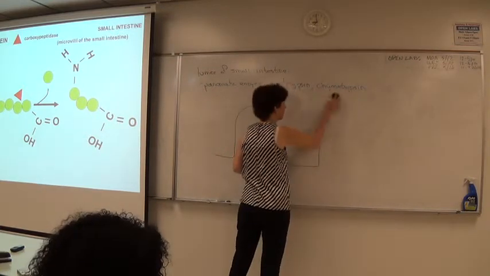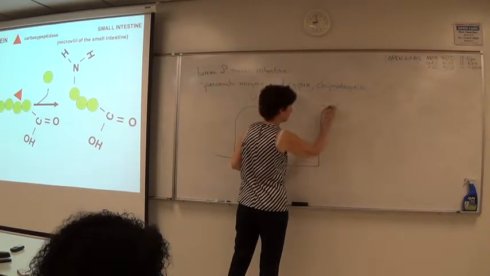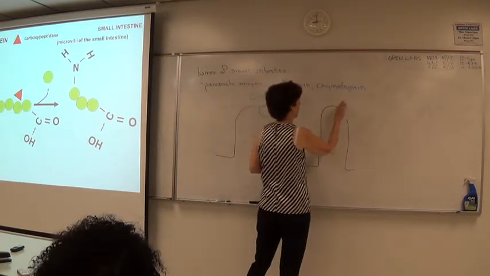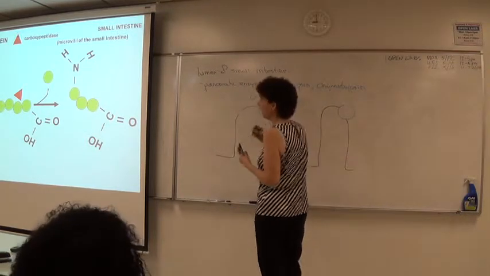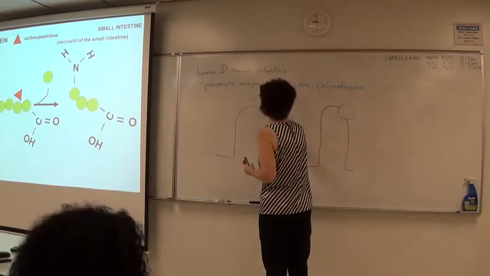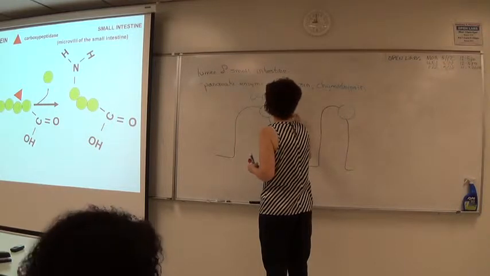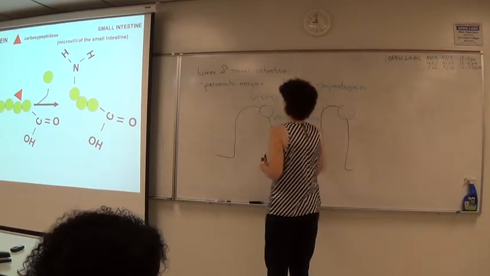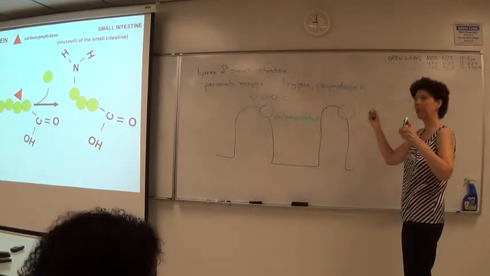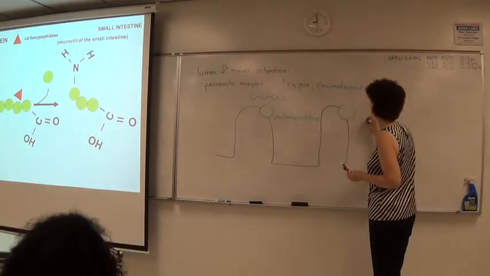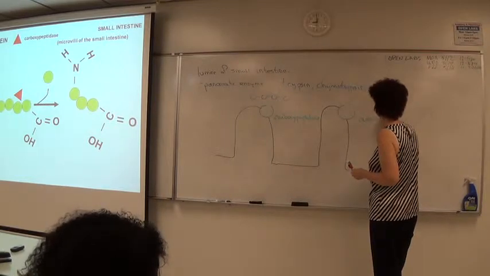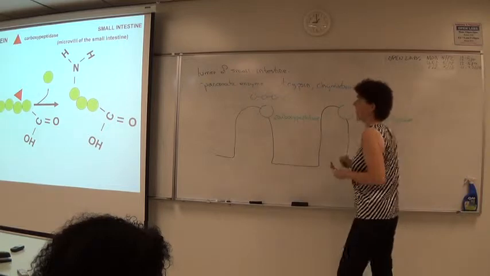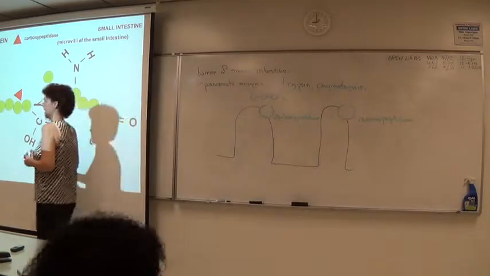Whoops, I did it wrong. So we have carboxypeptidase and aminopeptidase. I just think this is cool that we have an enzyme that works on both ends of our protein. Obviously, it makes it much faster to break it down to individual amino acids.